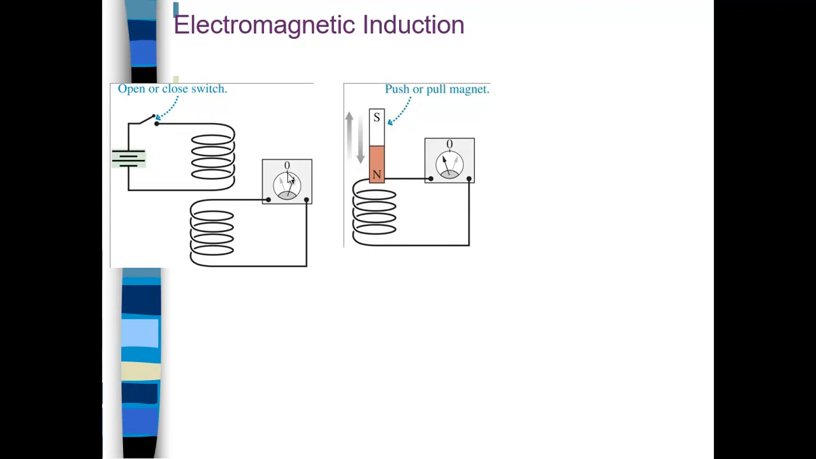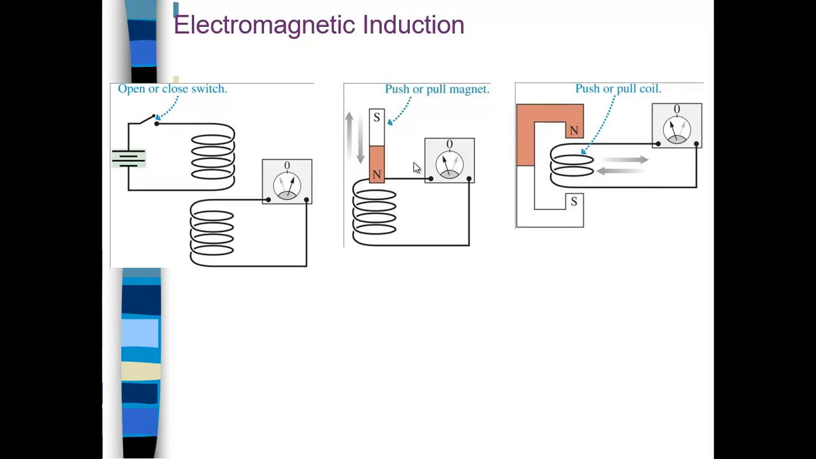Okay. If you have a magnet that's moving, so you have a moving magnetic field, a changing magnetic field, that will also create a deflection. It's shown in the negative direction. It can be negative or positive. And then if you have a fixed magnet, but you push or pull the coil through the magnetic field, so the actual coil itself is moving, then that will also cause a deflection away from 0.